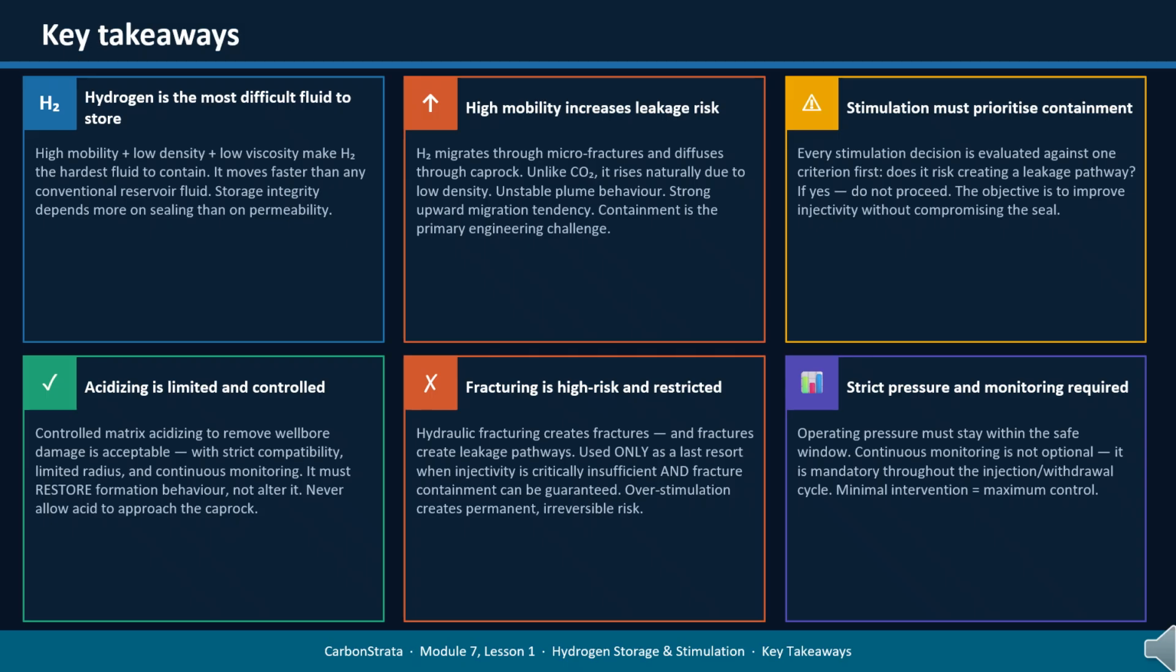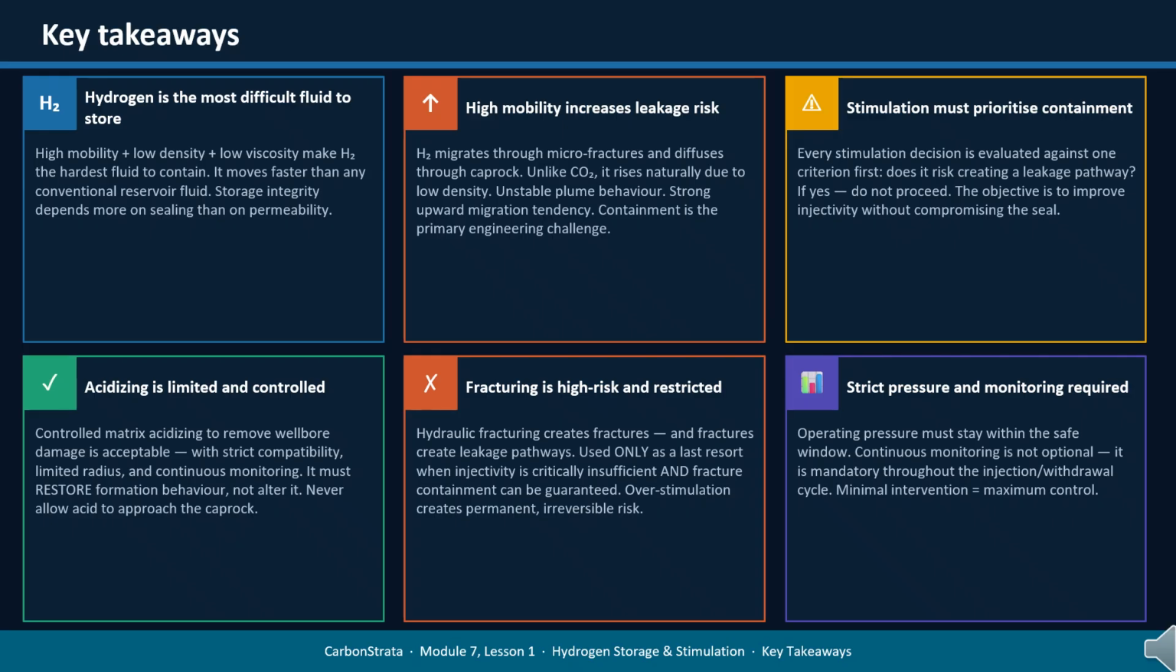Now bring everything together. Start with the fundamentals. Hydrogen is the most difficult fluid to store. It moves quickly. It rises. And it diffuses through the system. The main challenge is not flow. It is containment. High mobility drives the risk. Hydrogen can move through microfractures and even diffuse through the seal over time. This means containment is always under pressure. Because of this, every intervention must be judged differently. Any action must answer one question. Will this create a leakage pathway? If the answer is yes, you do not proceed.